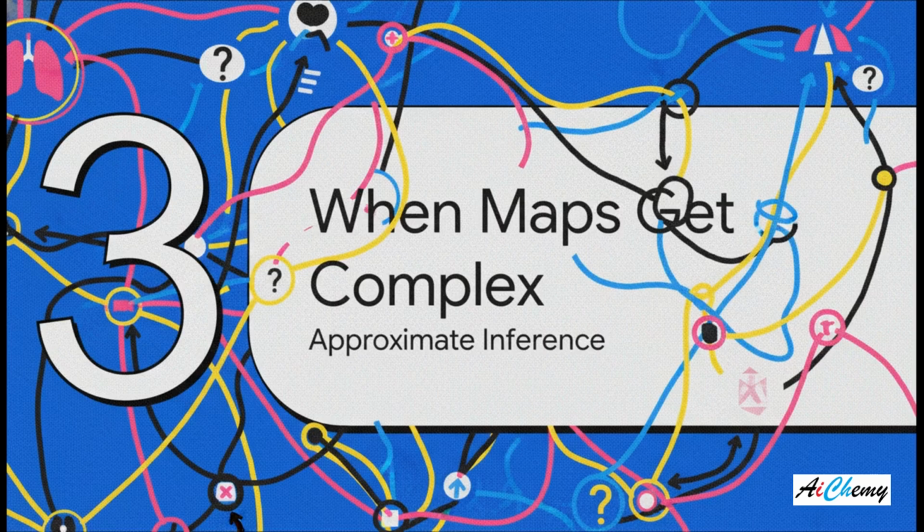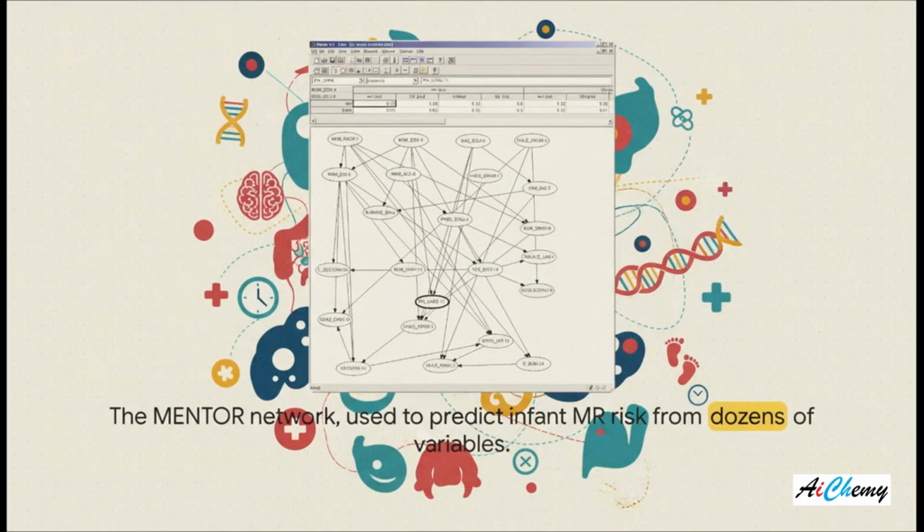Okay, our simple lung cancer example is fantastic for getting our heads around the basics. But what happens when the map isn't so simple? What happens when it starts to reflect the true, messy complexity of the real world? In the real world, networks can look like this. Just take a second to look at that thing.